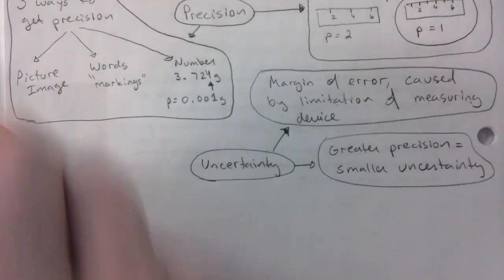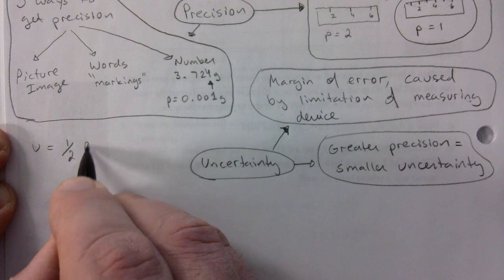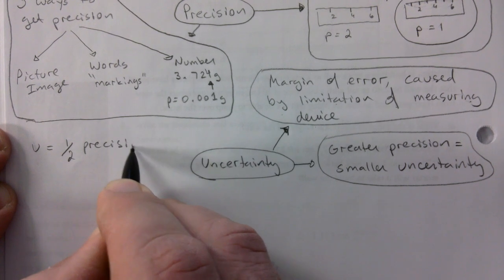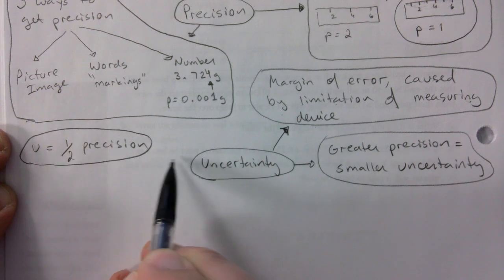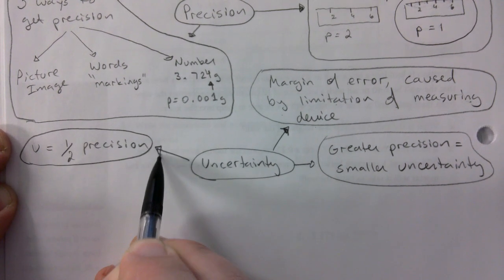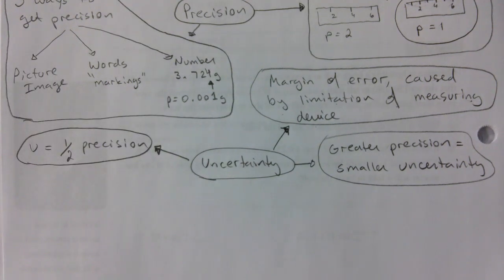I will also give you a formula here. Uncertainty is half of the precision. I think all of you know that already, but uncertainty is half the precision.